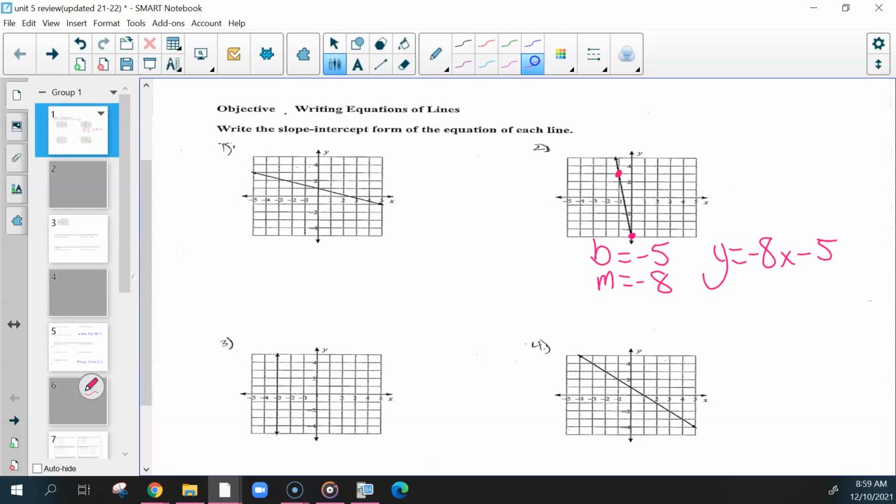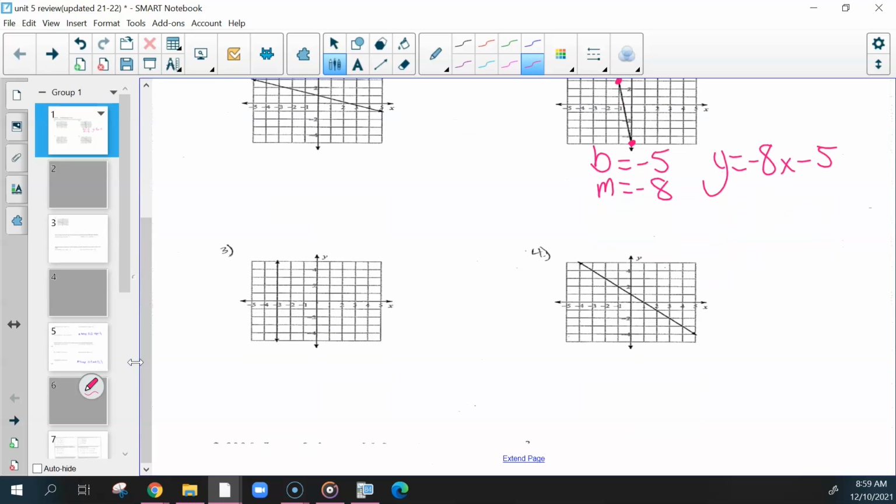Number 3 is our next one. The slope is undefined, which means it's what type of equation? X equals. And what number does x equal?